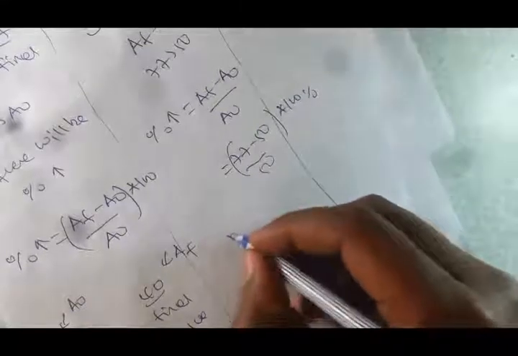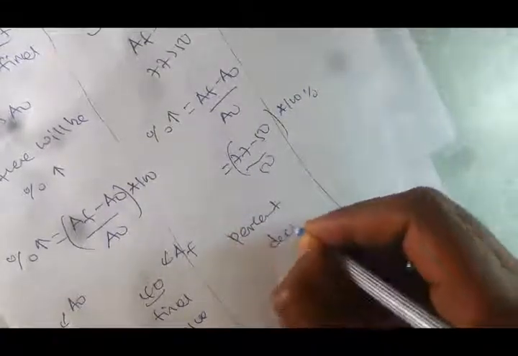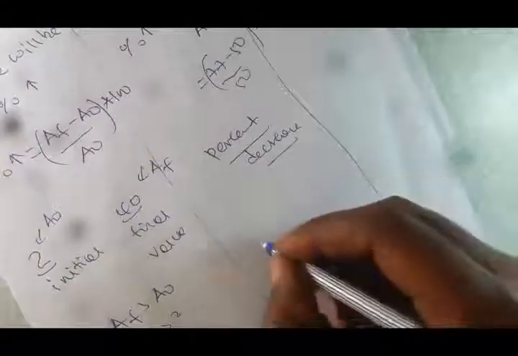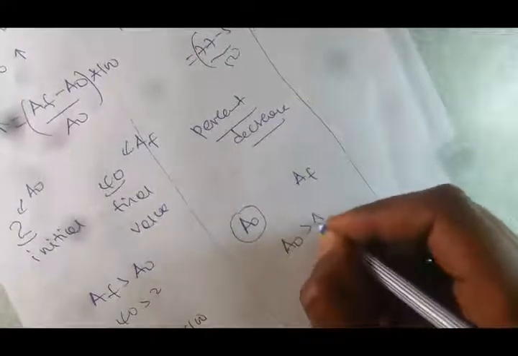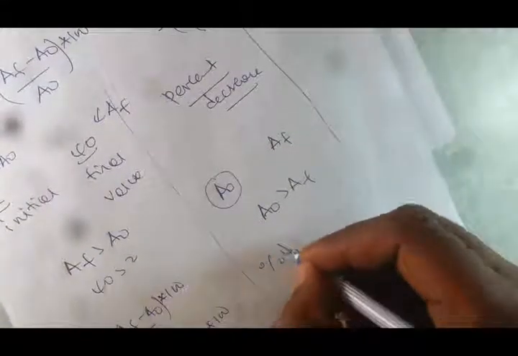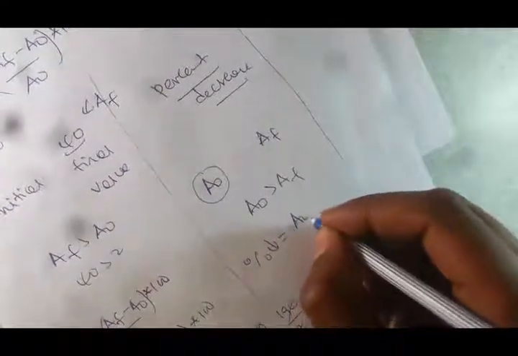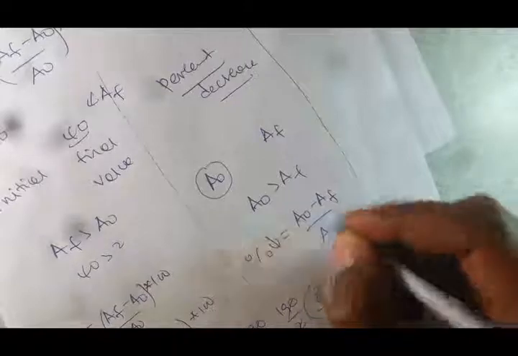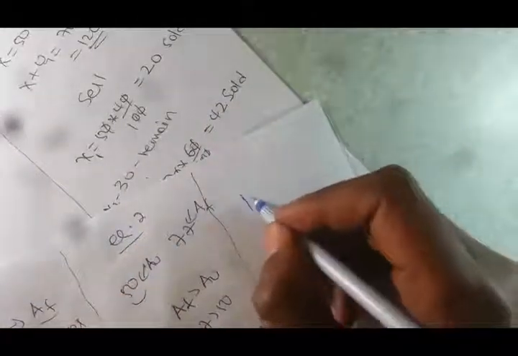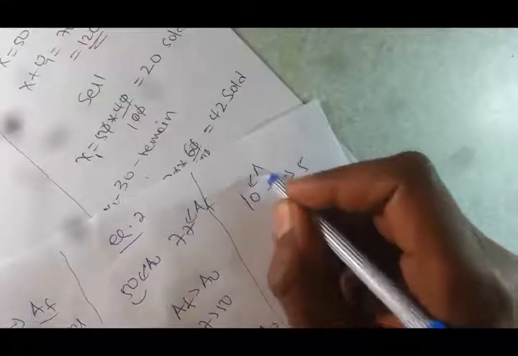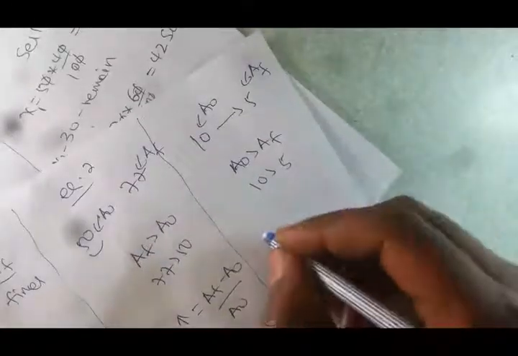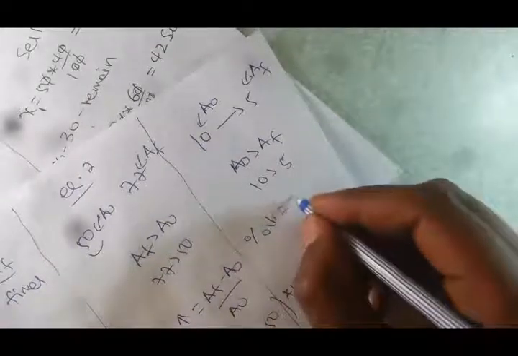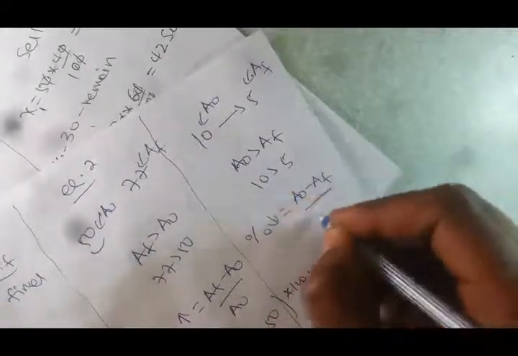Now let's talk about percent decrease. Percent decrease, that means we have AO and AF. If your AO is greater than AF, there will be a percent decrease. This percent decrease has a formula of AO minus AF over AO. For example, from 10 to 5, this is your initial value AO, this is your final value AF. You know that AO is greater than AF because 10 is greater than 5. There will be what we call percent decrease.